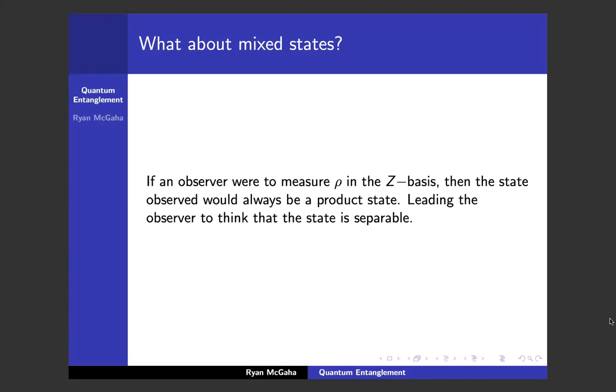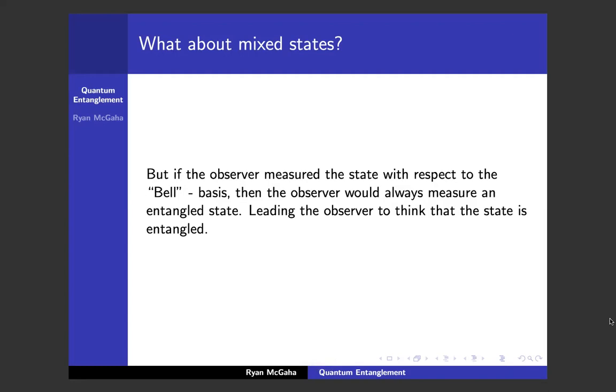So that would lead the observer to think that the state is separable. However, if the observer decided to measure the state with respect to the Bell basis, then you would always measure one of the Bell states, either psi plus or psi minus. So that would lead the observer to think that the state is indeed entangled, which would be incorrect here.